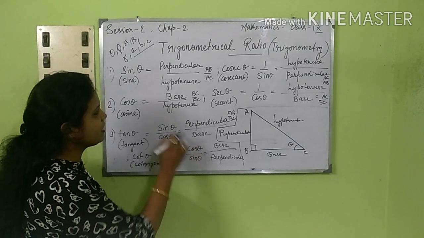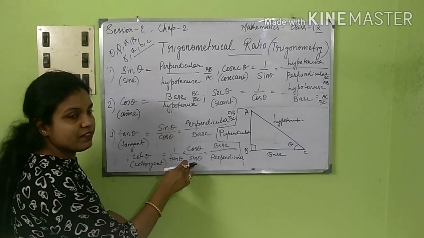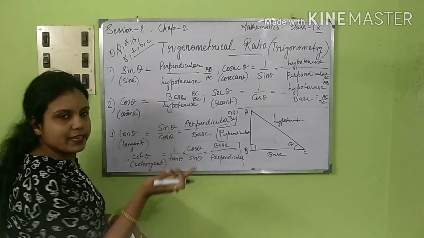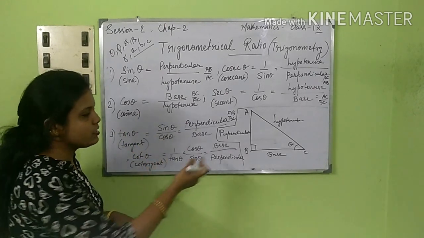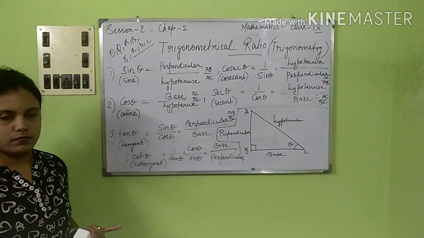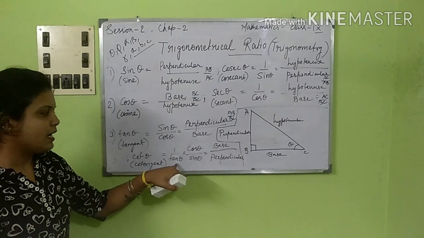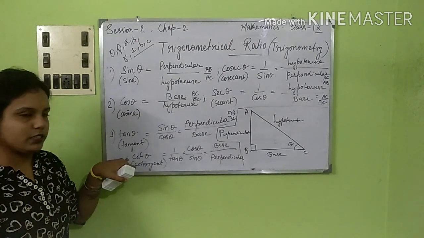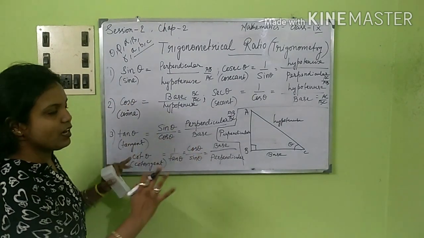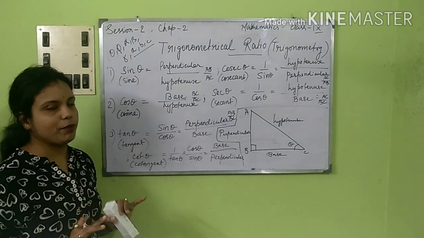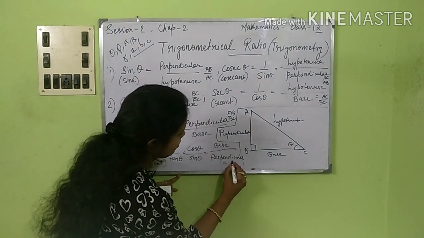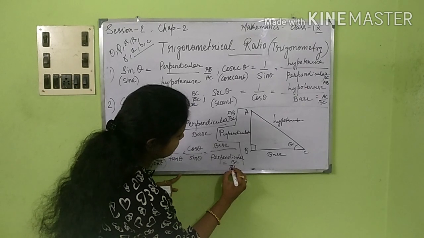So the value of cos theta is base by hypotenuse divided by sin theta, which is perpendicular by hypotenuse. Again, hypotenuse and hypotenuse get cancelled. You are getting base by perpendicular. This is the answer for the reciprocal of tan theta, that is cot theta. These are the ratios that we are going to deal with in this chapter of trigonometry. Base by perpendicular here you are getting as BC by AB.